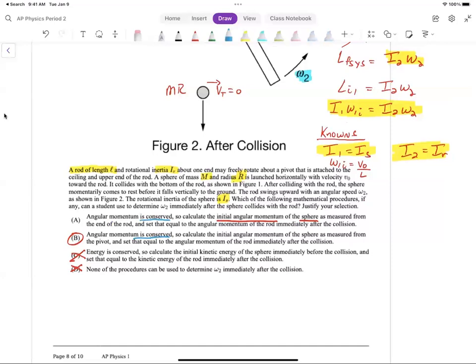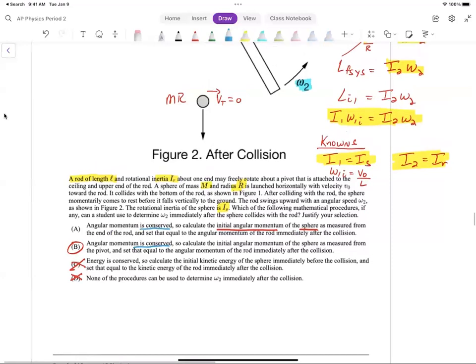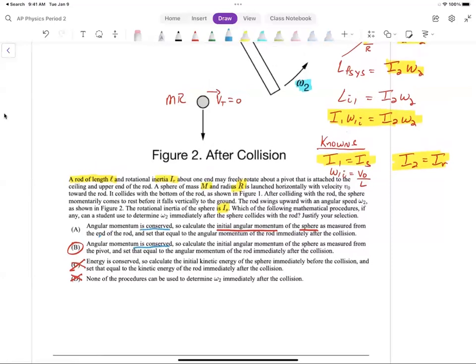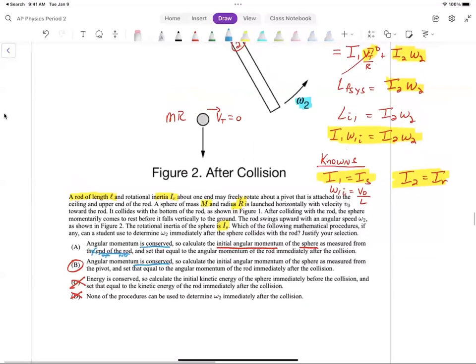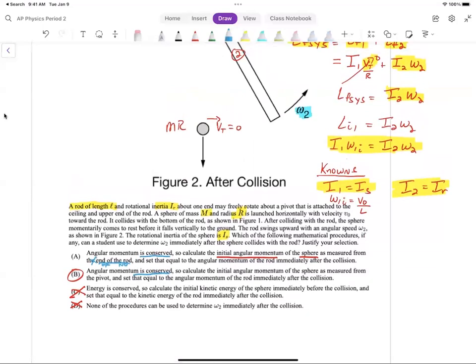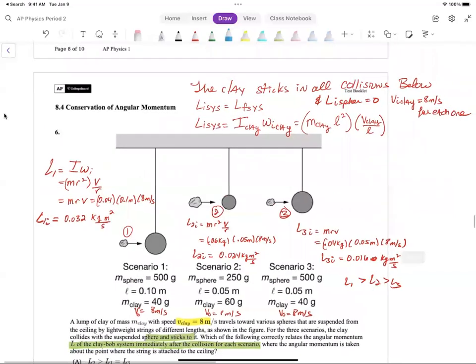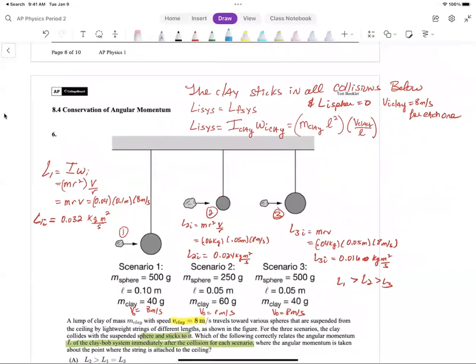Notice A, the initial angular momentum of the sphere as measured from the end of the rod. This is not correct. Look at B, the initial angular momentum of the sphere as measured from the pivot. So that's how you would do it, because that is the axis of rotation. Don't freak out over all the things. I'm trying to just help you see all my math.